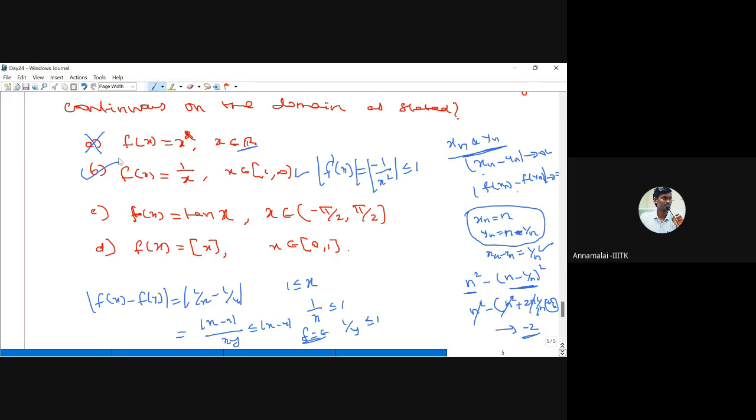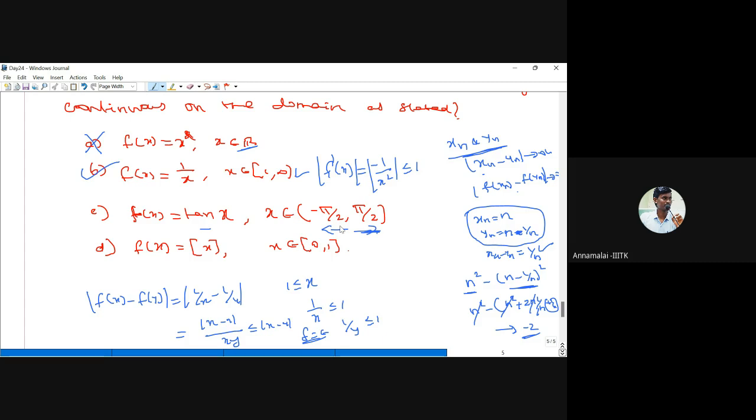Now look at the third one, f of x equal to tan x in the open interval minus pi by 2 to plus pi by 2. Suppose the function is defined on a closed interval, then this is uniformly continuous. So now we think, can we extend this function to these endpoints, minus pi by 2 or plus pi by 2? No, because we know that tan pi by 2 is infinity. So we cannot extend this function to these endpoints. Therefore, this is continuous but not uniformly continuous.